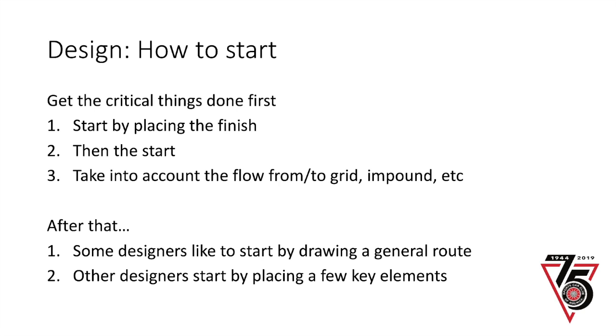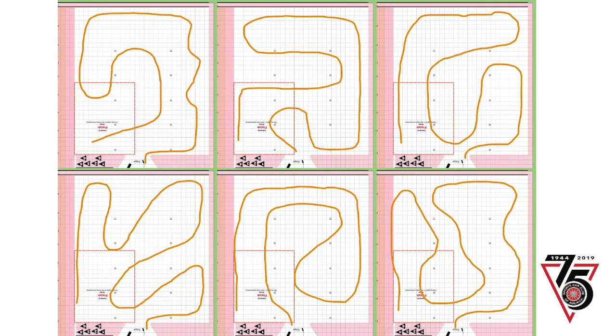Most designers like to draw a rough flow first, without considering actual elements or cone placement. This is just to draw the general path of the vehicle through the course. Other designers start by placing a few key elements on course, and then draw flows to connect those elements. I urge you to draw multiple flows and not get overly attached to the first one you do.